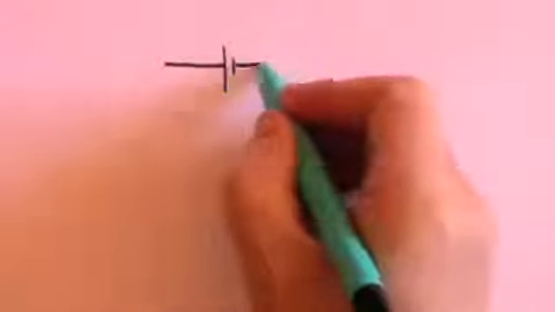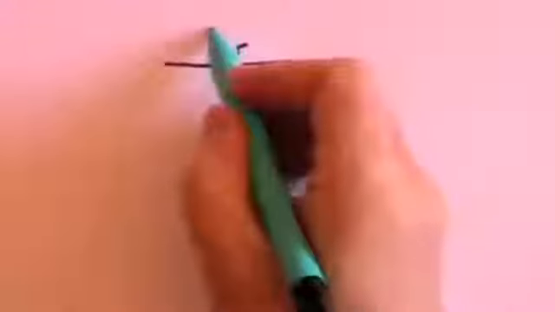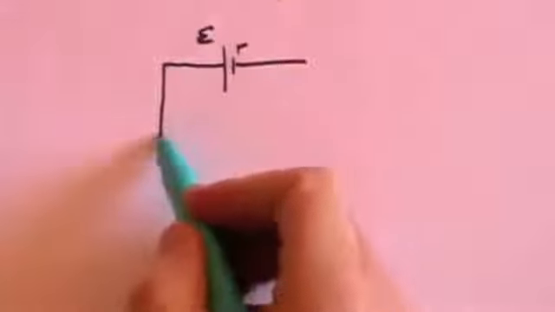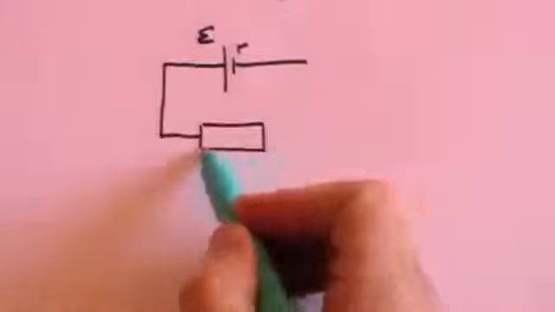And finally, how do you measure internal resistance? Well, you use almost the same circuit as before. You've got a battery with an internal resistance r and an EMF E. And this time you have a variable resistor.